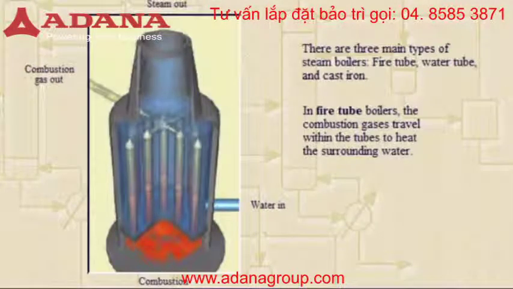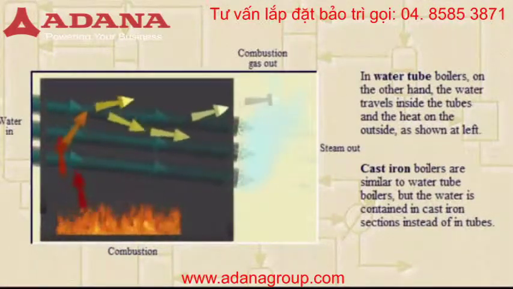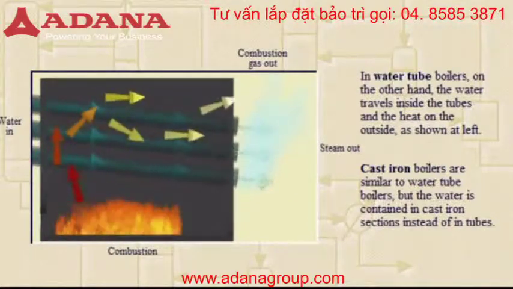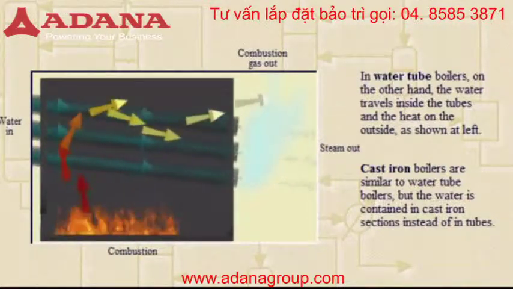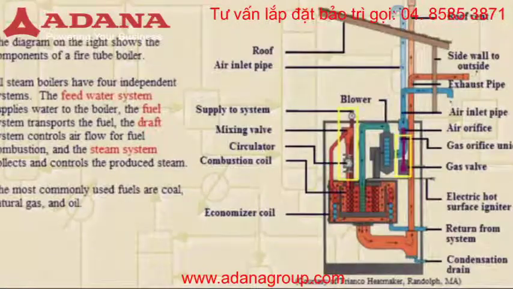There are three main types of steam boilers: fire tube, water tube, and cast iron. In fire tube boilers, the combustion gases travel within the tubes to heat the surrounding water. In water tube boilers, the water travels inside the tubes. Cast iron boilers are similar to water tube boilers, but the water is contained in cast iron sections instead of in tubes. All steam boilers have four independent systems.